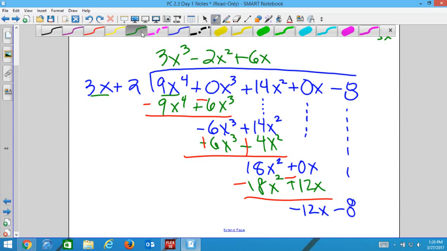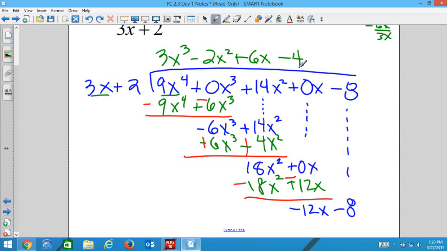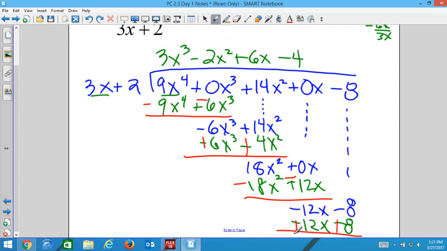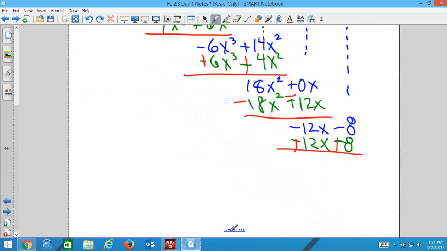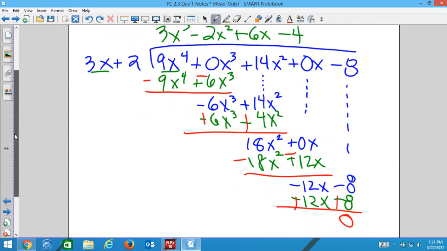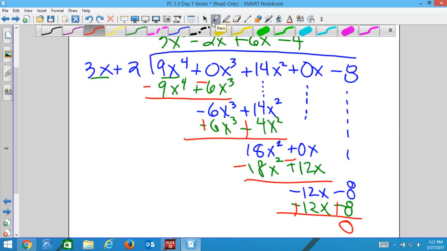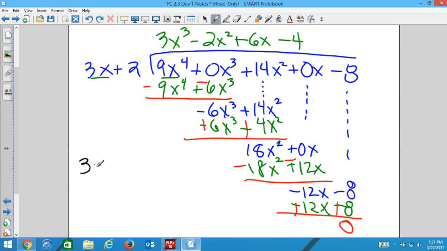3x goes into negative 12x minus 4 times. Distribute. Negative 12x minus 8. Draw the line. Change the signs. Add them together. I get 0. So, is 3x plus 2 a factor of that big long polynomial? Yes, it is a factor because it has no remainder when I divide it. My quotient is 3x cubed minus 2x squared plus 6x minus 4.